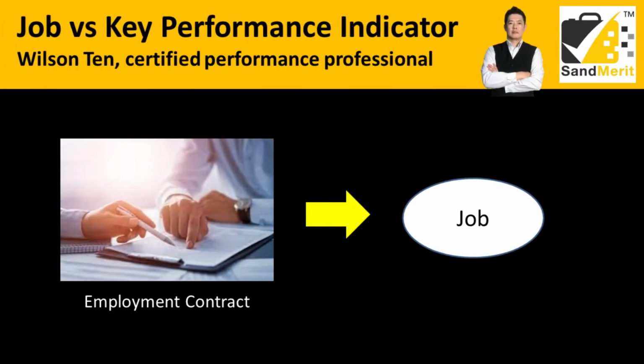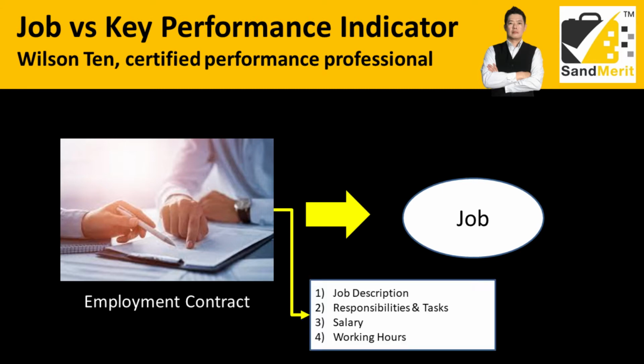First, you need to understand what a job is. A job means you have an employment contract for your employee. When you hire your employee, you have a job contract. What is a job contract? In your job contract, you have stated the job description. You also have the responsibilities and tasks that the employee is supposed to perform. You also have a salary inside the job contract, and you have your working hours stated in the job contract.